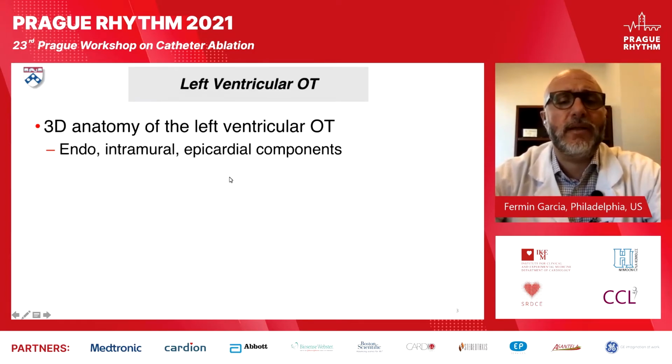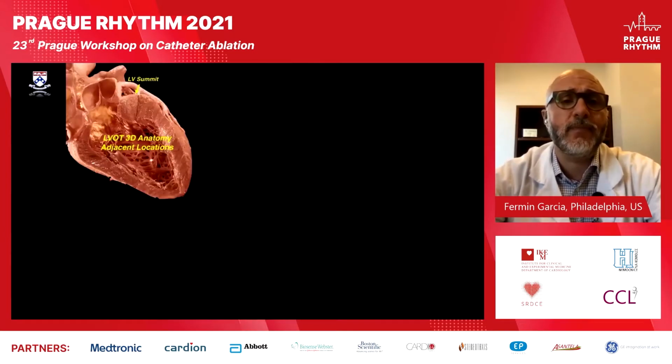When I talk about 3D anatomy specifically, we need to understand that any structure we're mapping in VT and PVCs has an endocardial, an intramural, or an epicardial component. A perfect example of this is the left ventricular outflow tract. In this image, we look at its three-dimensional anatomy. The most epicardial aspect of the left ventricular outflow tract is the so-called left ventricular summit, or LV summit.